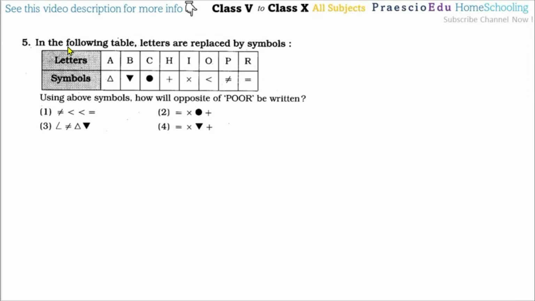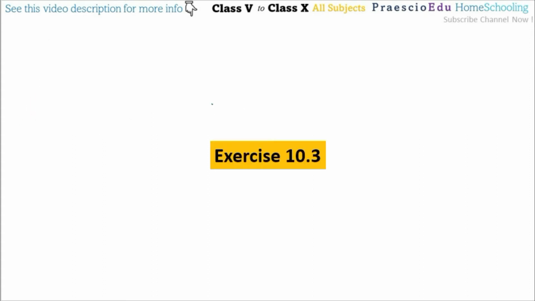Then question number 5. In the following table, letters are represented by symbols. Using the above symbols, how will you write POOR? P means this one, so that symbol comes first, and that is shown only in option number 1. So options number 3, 2 and 4 are incorrect. Then O means this one two times, which is correctly shown, and then R, this symbol, is correctly shown. So option number 1 is the correct one.